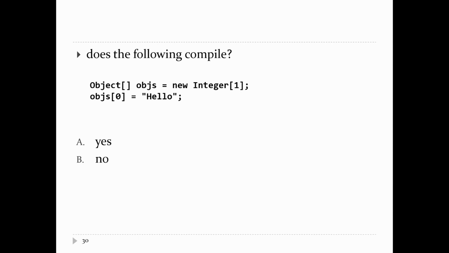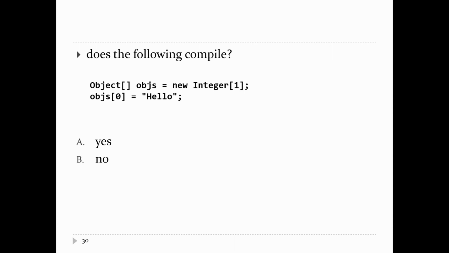Now if I take my array and set the first element of the array to the string hello, does this compile? You think, well, I don't know, maybe. You've got the string here. What's the element type of objs[0]? Well, it's object. Can I store a string in an object? The answer is yes. So this actually compiles, even though that array objs is actually an array of integer. What this lets you do is that the compiler lets you store a string into an array of integer.